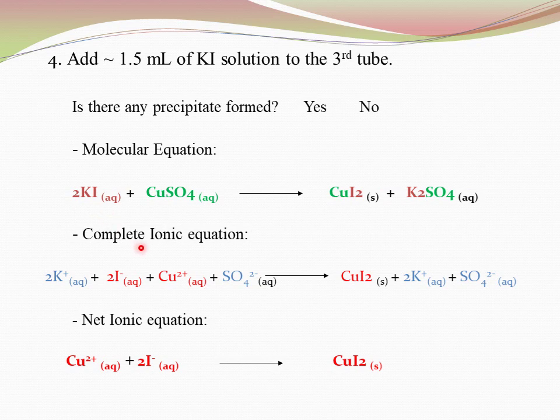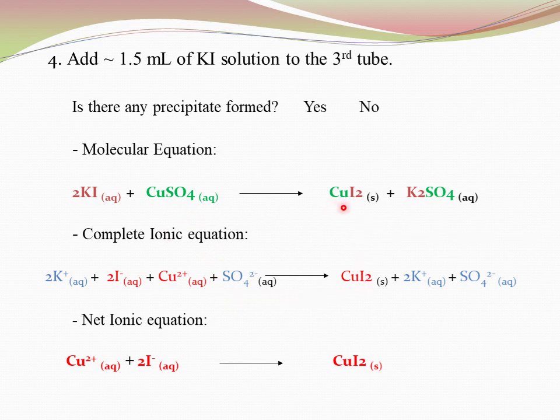Now the complete ionic equation. Write the equation as ions. You have potassium here, cation, and iodide. You have 2 potassium and 2 iodide, so 2K plus, aqueous, and 2I minus, aqueous, plus 1 copper, the charge of copper 2 plus, aqueous, and 1 sulfate, SO4 2 minus, aqueous.